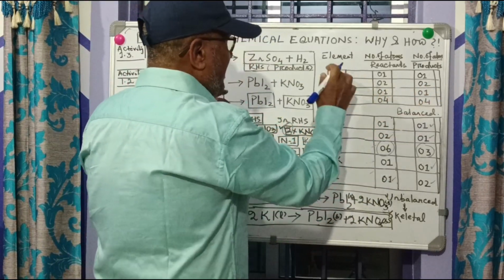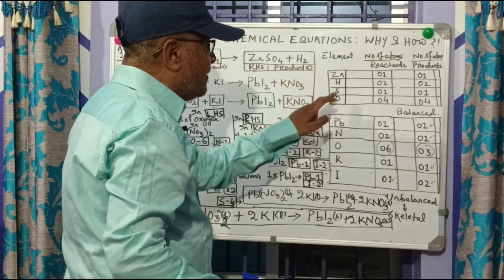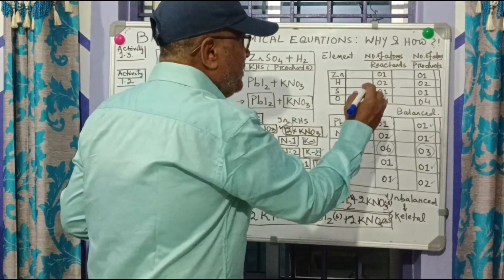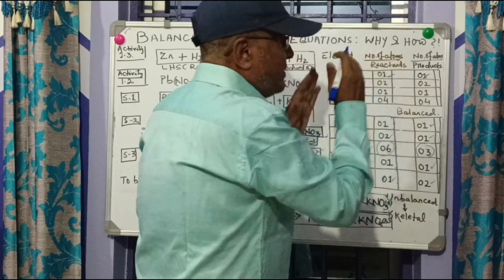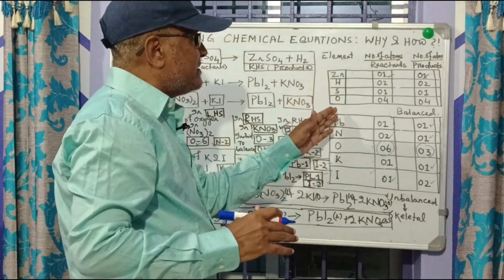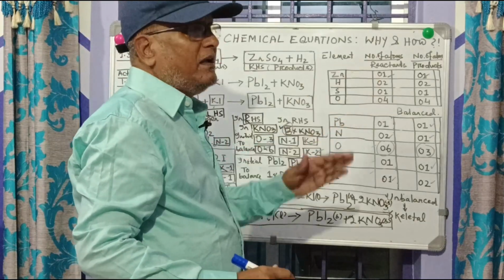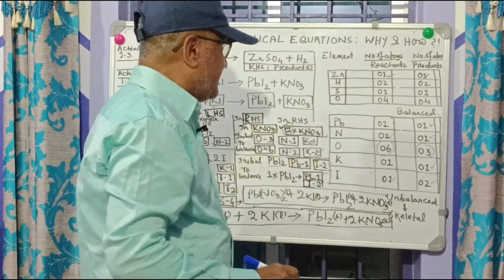So these are the elements present in this reaction. First list the elements, then count their atoms. Now if you compare, the atoms of different elements on both sides are equal. That's why we call it a balanced reaction. We need not balance it.